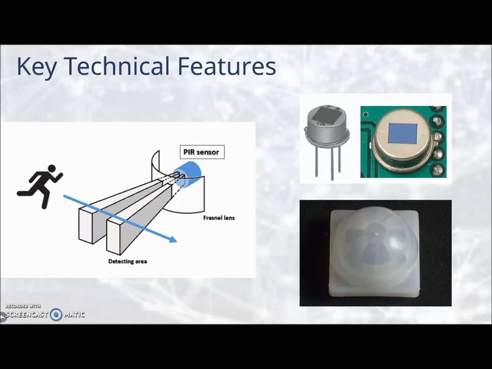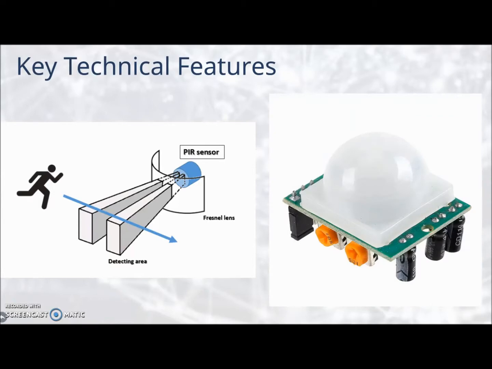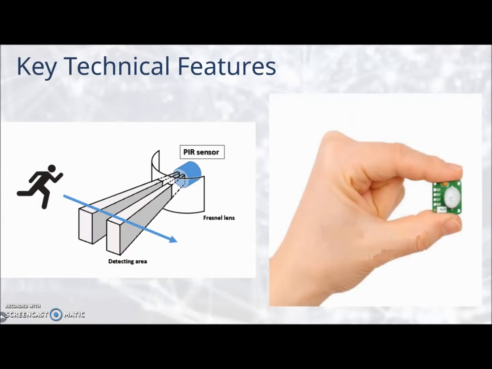The term pyroelectric itself means heat that generates electricity or a signal of small amplitude. So the pyroelectric sensor works here as the element to detect human heat, while the Fresnel lens determines the range of the detection area. And this is how most PIR sensors on the market look.